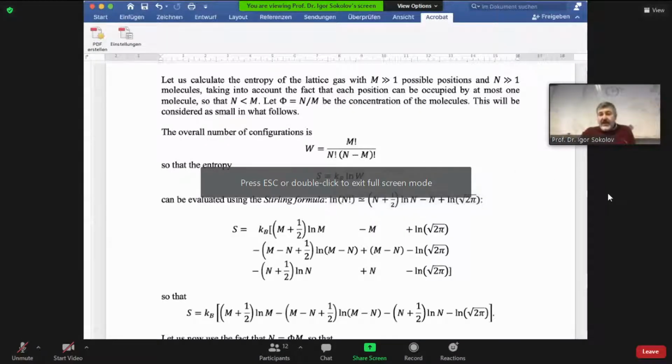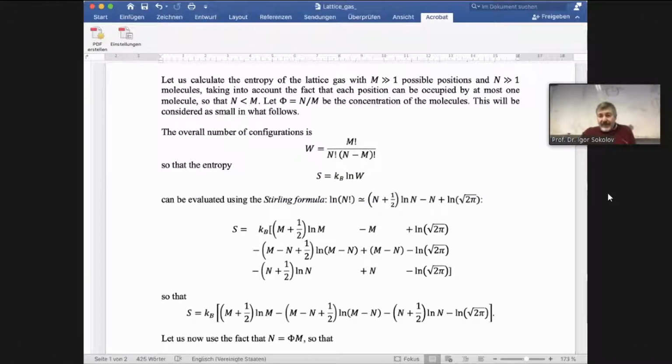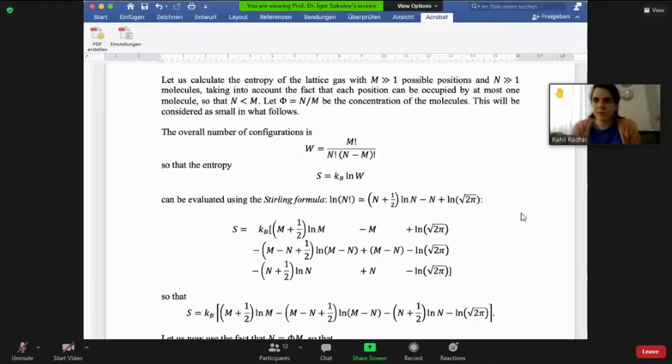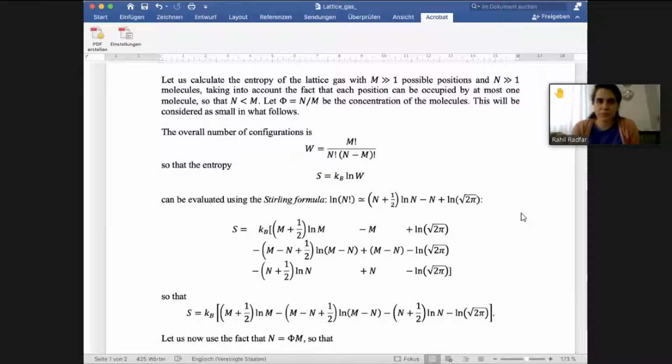And I see a hand. Professor, I still have problems with this equation. How did we find out that the overall number of configurations is M factorial over N factorial times M minus N factorial? Okay, so this is what we discussed last time.